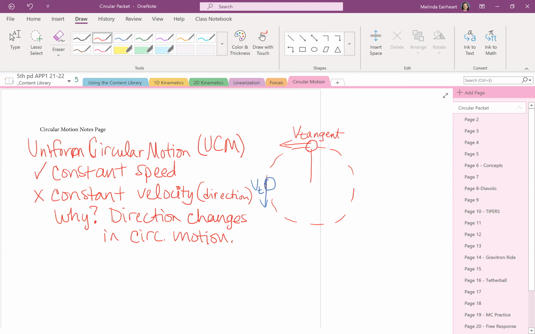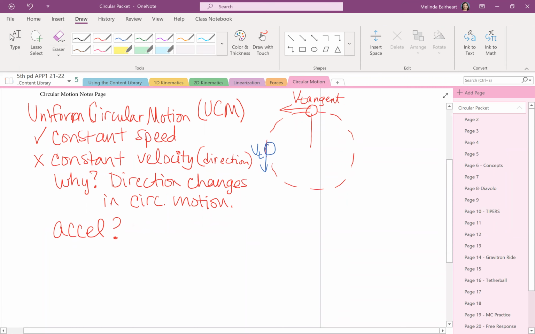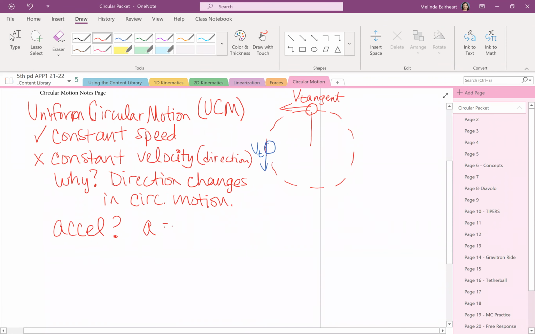And so is it accelerating? If the number never changes, does it have acceleration? Well, if we go back, define acceleration. Is it a change in speed over time or a change in velocity over time? It's a change in velocity over time. Well, the velocity is changing because the direction's changing.